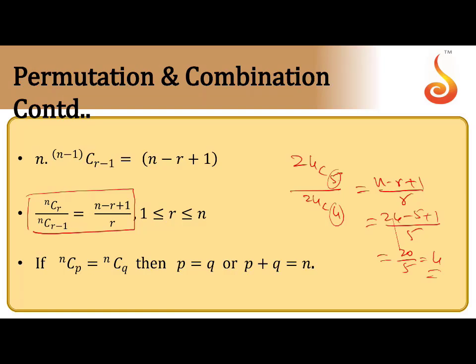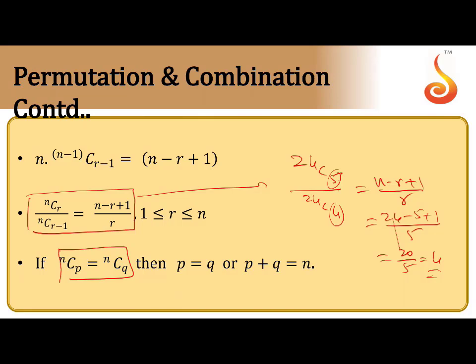So you can easily get the answer with the help of this one only. I hope you understand how to apply this formula. Next, another important thing is nCp equal to nCq. Why I'm discussing all these means we have one more chapter, which is binomial theorem. All these properties will come in the binomial theorem. There is no need to discuss them there, so you can use them directly.